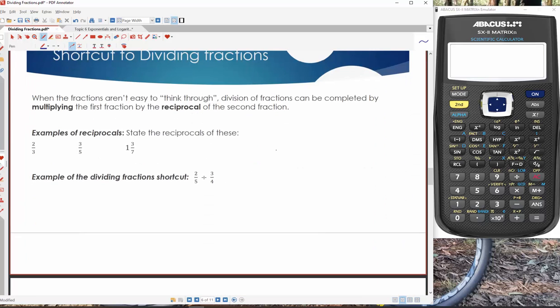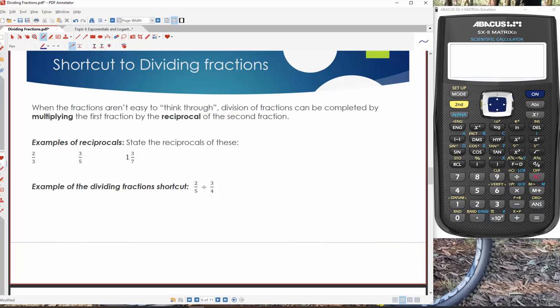So there is a shortcut to dividing fractions. If you can think them through, like the previous examples, or you have a picture, then division can be done quite easily. But if you can't think them through, then it can be completed by running this process here, multiplying the first fraction by the reciprocal of the second fraction. So the reciprocal is just flipping the fraction. So when you see the word reciprocal, think flip.